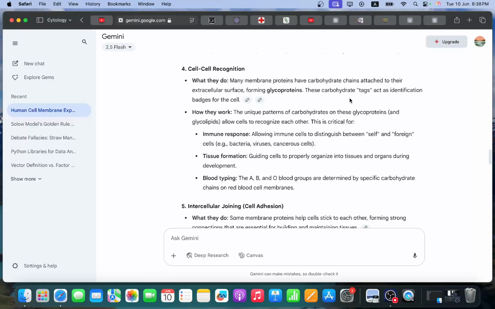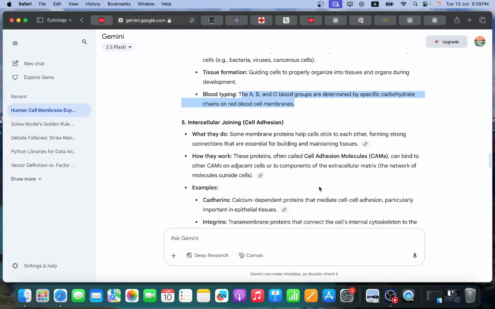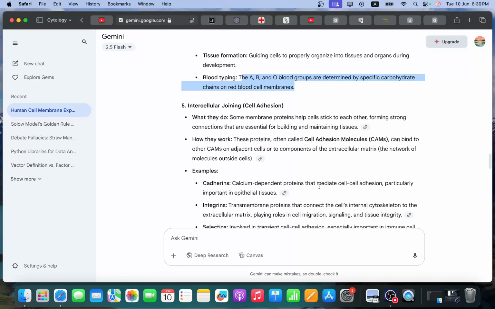How they work: the unique patterns of carbohydrates on these glycoproteins and glycolipids allow cells to recognize each other. This is crucial for immune response, tissue formation, guiding cells to properly organize into tissues and organs during development. Blood typing: the A, B, and O blood groups are determined by specific carbohydrate chains on the red blood cell membranes. Okay, A, B and O. What about which one is missing? AB positive, like AB combined.